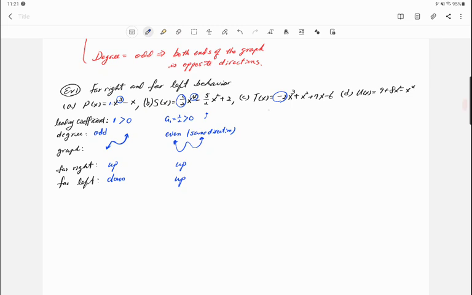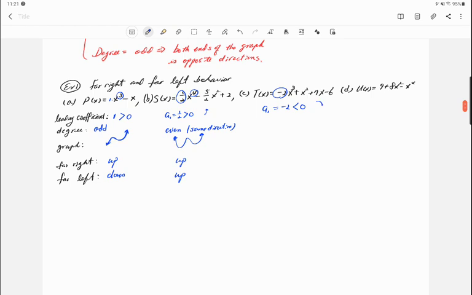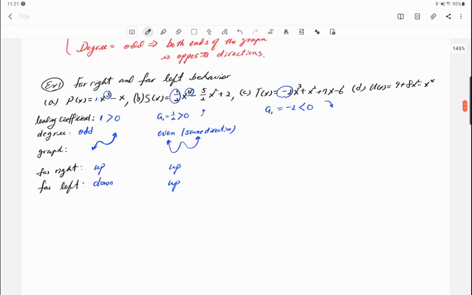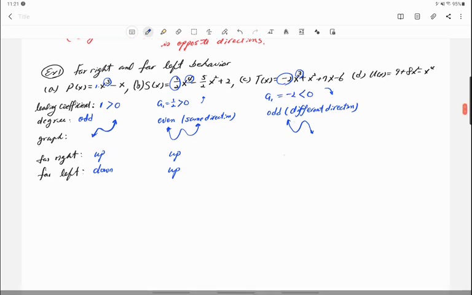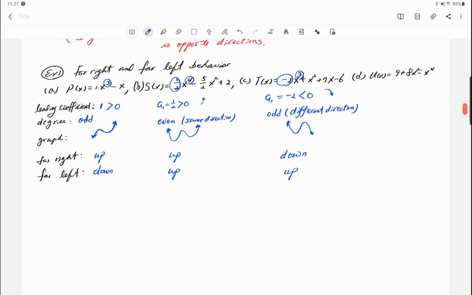Okay, the next one. Negative 2 is the leading coefficient, so that's less than 0. So the right end is going down. And the degree is 3, which is odd. That means different directions, in the opposite direction to the right end. So the graph looks like this. The right end is down, so you can go like this. So the far right is down, and the far left is what? Upward.